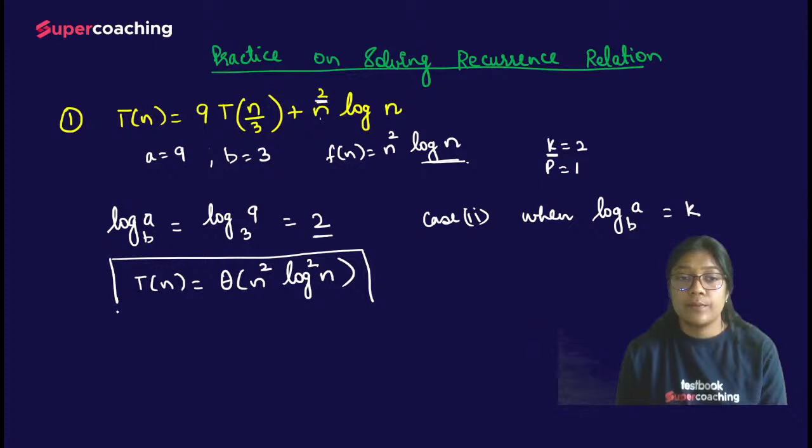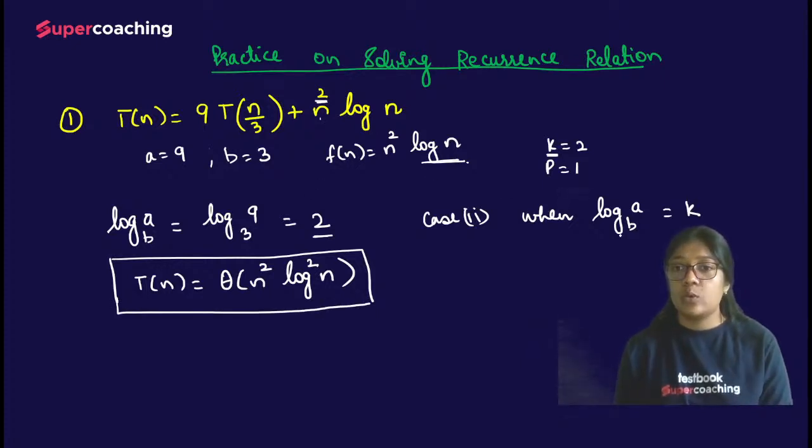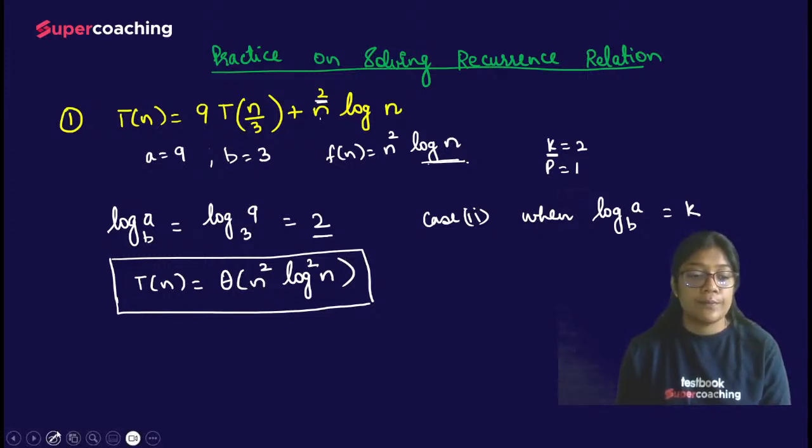Make sense? So what we have done is, if it's a case of equal, then we are simply adding log n to break the tie. Already there is one log n, so it becomes log square n. Make sense?